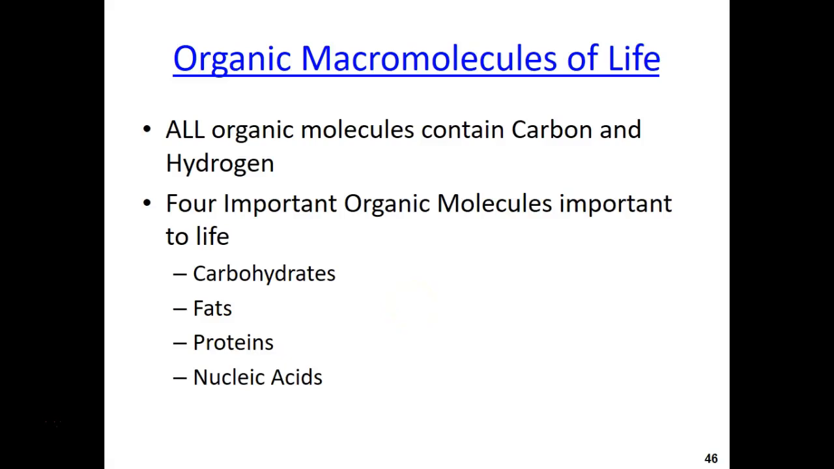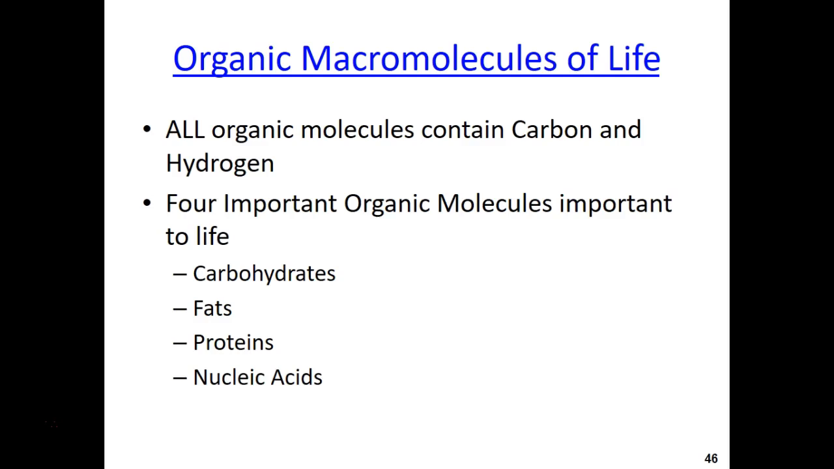Hi, everybody. So now we're going to talk about organic molecules and how they differ from inorganic molecules. Organic molecules are your molecules that contain carbon and hydrogen. Inorganic molecules do not contain both carbon and hydrogen. In general, they don't even contain carbon, but there are a couple of examples of carbon-containing inorganic molecules, which is why I say that all organic molecules always contain carbon and hydrogen.